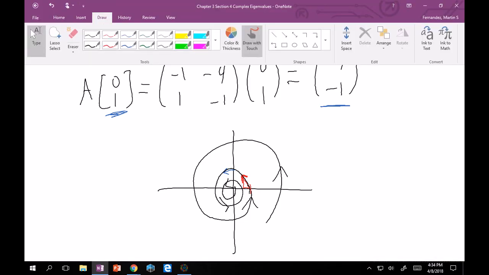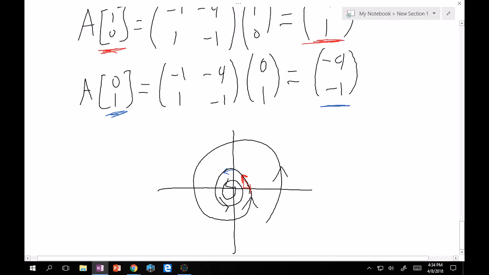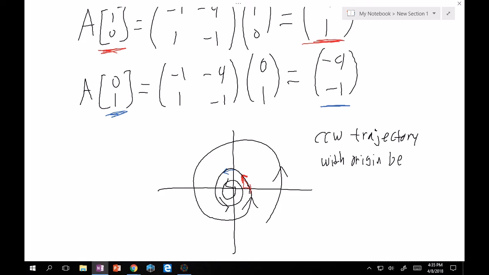Therefore, if we want to classify the origin here, we would just say this is a counterclockwise trajectory with the origin being an asymptotically stable spiral. And this is because alpha is less than 0. And you're done. That's all you really need to know for this.